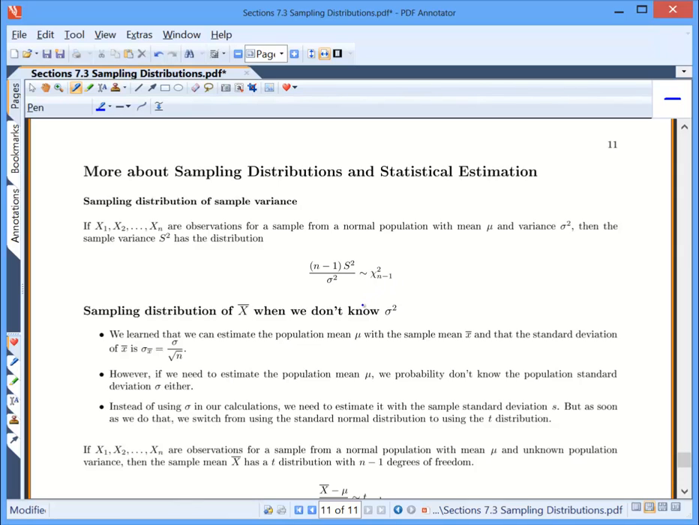you will get a chi-square distribution with n minus 1 degrees of freedom. We're not going to use that yet, okay? But it's an interesting result. Okay, this next result is the one that we will use very soon. So our sampling distribution of x bar when we don't know sigma squared.